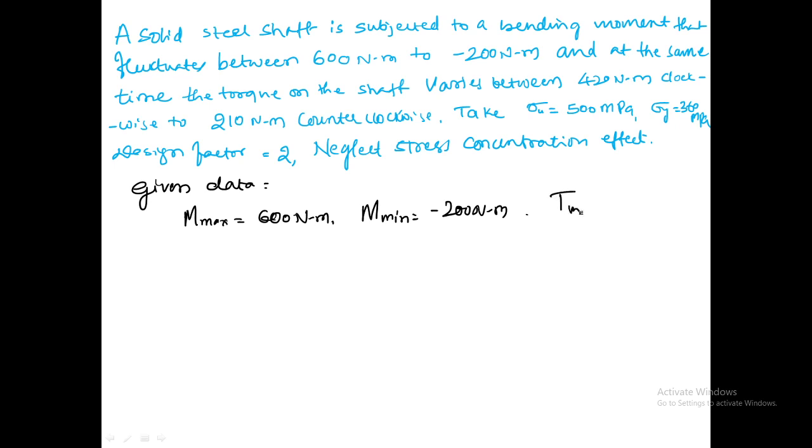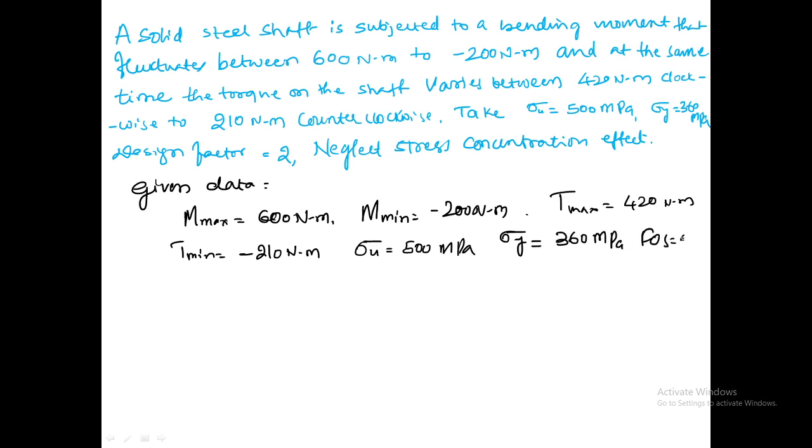So, T max is 420 Newton meter, and T minimum is minus 210 Newton meter. Sigma u is given, it is 500 megapascal, and sigma y is given, this is 360 megapascal, and factor of safety FO is equal to 2. Now, you go for the solution here.